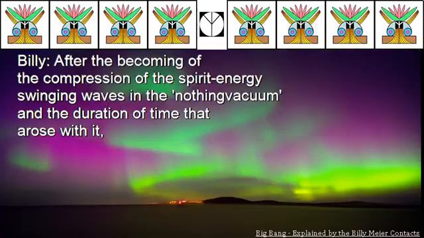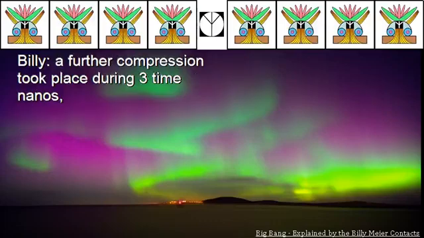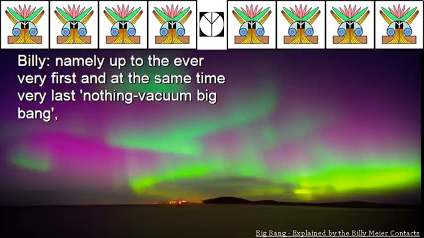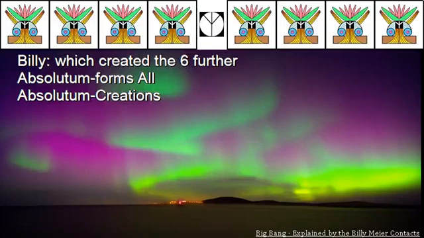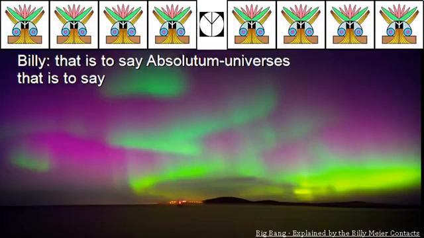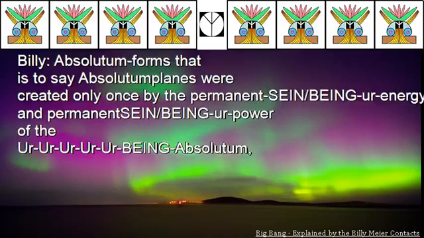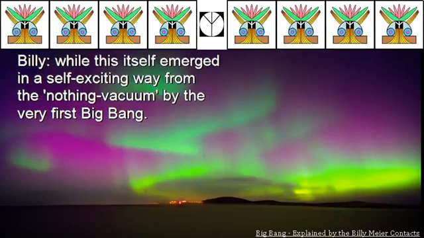After the becoming of the compression of the spirit energy swinging waves in the nothing vacuum, and the duration of time that arose with it, a further compression took place during 3 time nanos, namely up to the ever very first, and at the same time very last, nothing vacuum Big Bang, which led to the very first and last self-exciting creation and existence of the being absolutum, which created the 6 further absolutum forms, all absolutum creations. That is to say, absolutum universes, that is to say, absolutum forms, that is to say, absolutum planes, were created only once by the permanent C-in, being or energy, and permanent C-in, being or power, of the being absolutum, while this itself emerged in a self-exciting way from the nothing vacuum by the very first Big Bang.